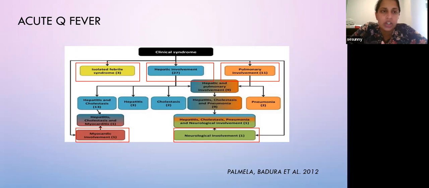So just looking at the acute Q fever syndromes, you can see that almost every system is affected and it's really quite non-specific. And so essentially you could be thinking about Coxiella for all your patients that present with these various clinical syndromes.